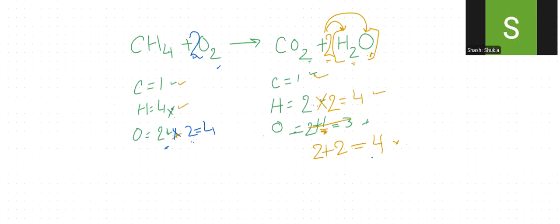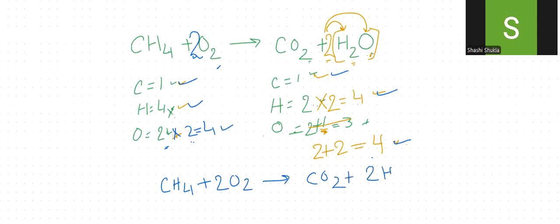Now let's take a look. 1 and 1 for carbon, good. 4 and 4 for hydrogen, good. 4 for oxygen, 4 for oxygen, very good. So this is my balanced equation. So let me put this here. CH4 plus 2O2 gives me CO2 plus 2H2O. This is my balanced equation. Let's take a look at one more, and then we'll have a few more coming.